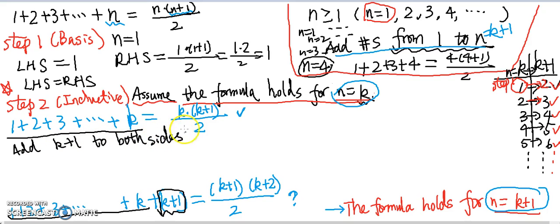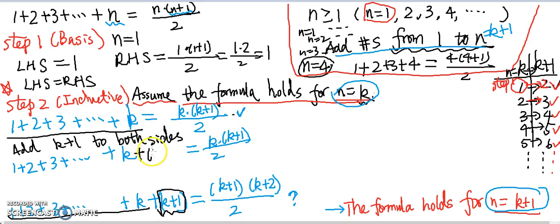So the left-hand side, we started with 1 plus 2 plus 3 plus k equals k times k plus 1. I pretty much copied the original assumption again, and we're going to add k plus 1 to both sides. The black color is the one we're going to add to both sides. If we add that, you can see the left-hand side exactly matches the left-hand side of the formula we want to prove right here.